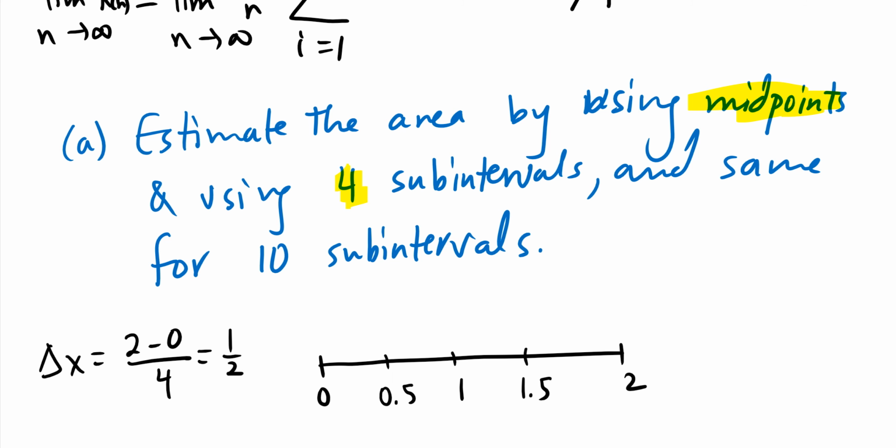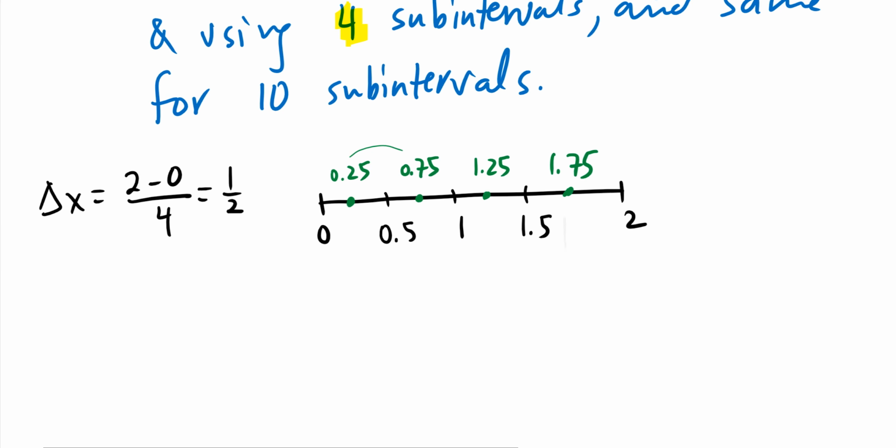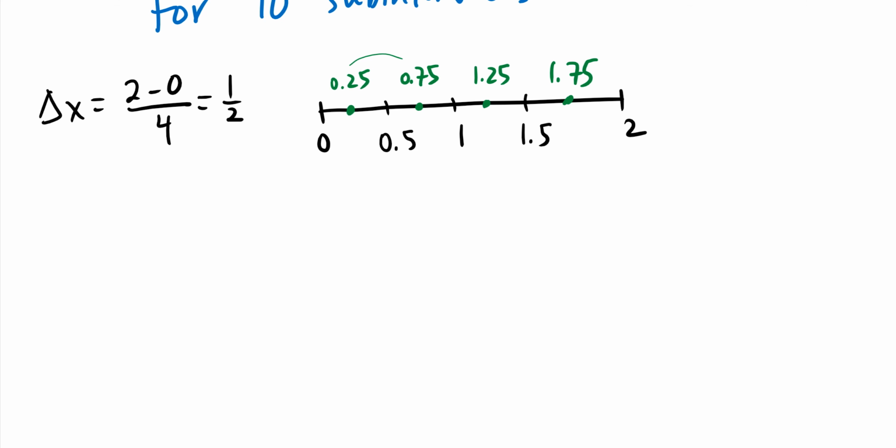But remember, we're using midpoints. So we're going to pick the midpoint here. Half of this is 0.25. Between these, 0.75. And then you notice every time from here to here they added 0.50. So add 0.50 to 1.25 and do it again, 1.75. So I got the points that I'm going to evaluate the function at, the green ones.